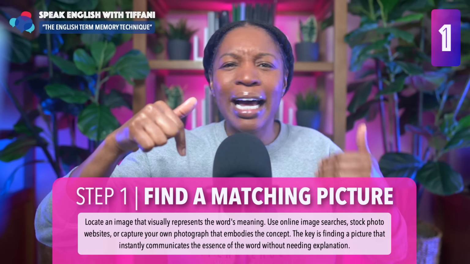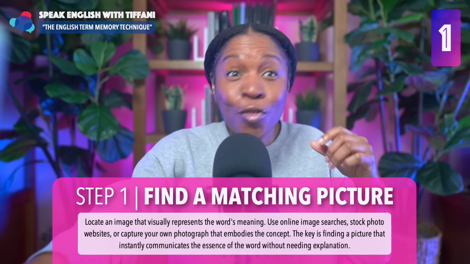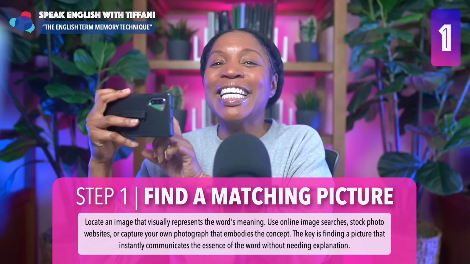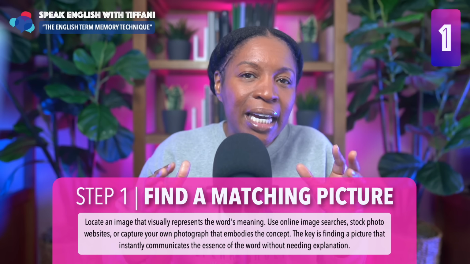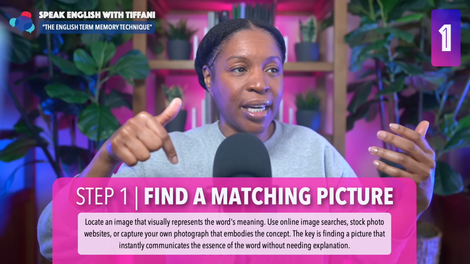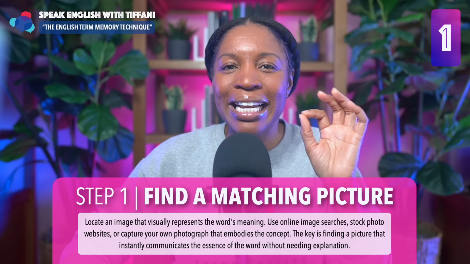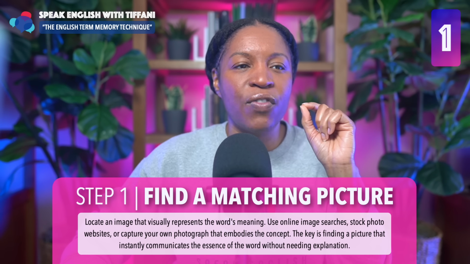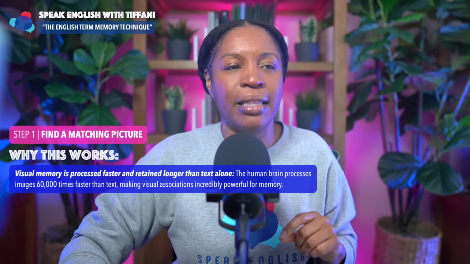You're going to use online image searches, stock photo websites, or capture your own photograph. Take your phone and capture your own photograph that embodies the concept. The key is finding a picture that instantly communicates the essence of the word without needing explanation. This is very key. Now, before I show you some examples, I want to explain why this works.